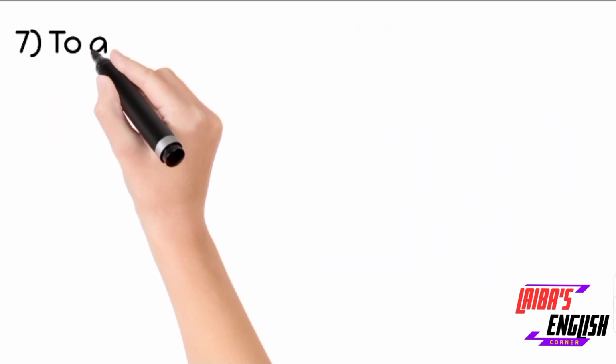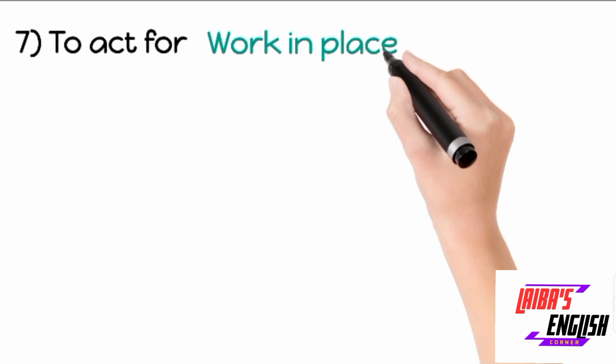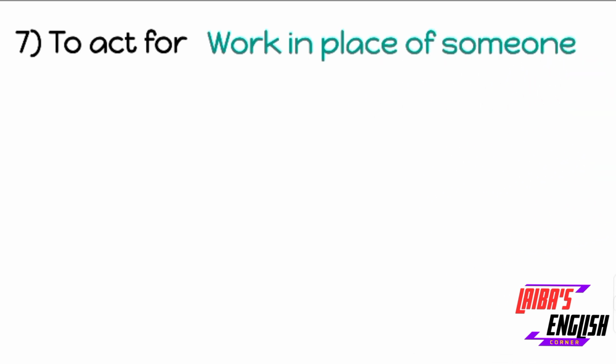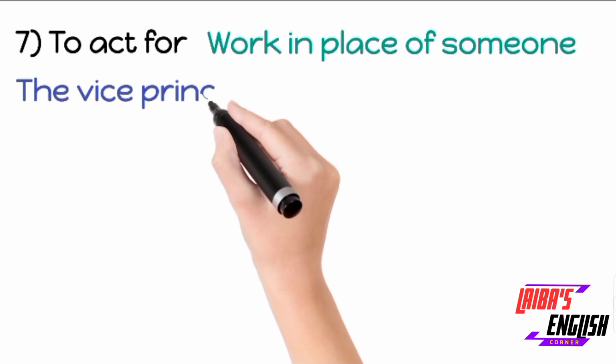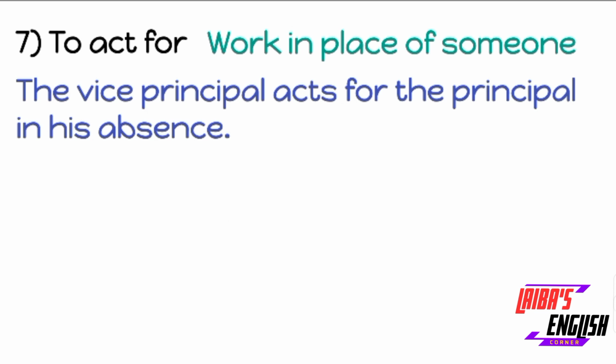Number 7, to act for, which means working in the place of someone. For example, the vice principal acts for the principal in his absence. Mean, in the absence of principal, the vice principal was in charge.